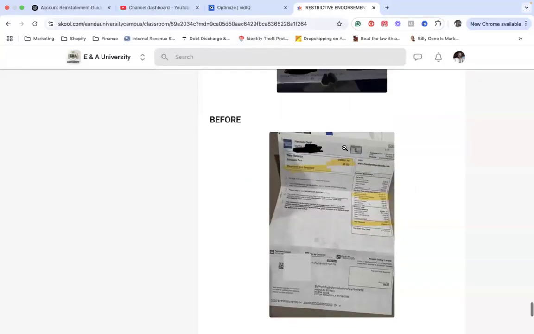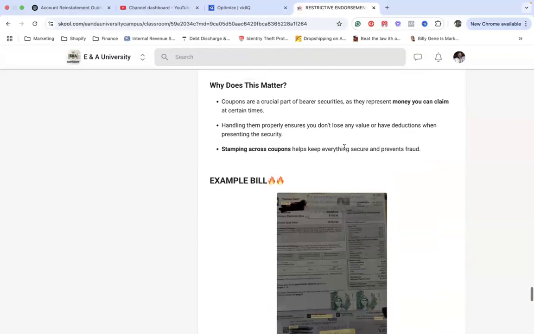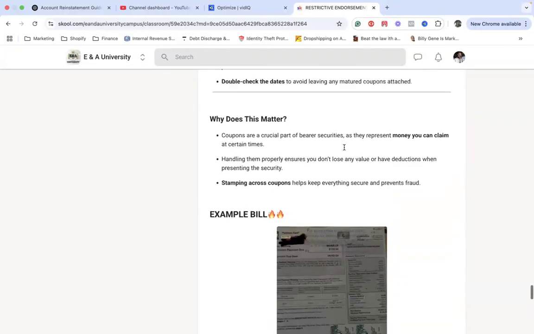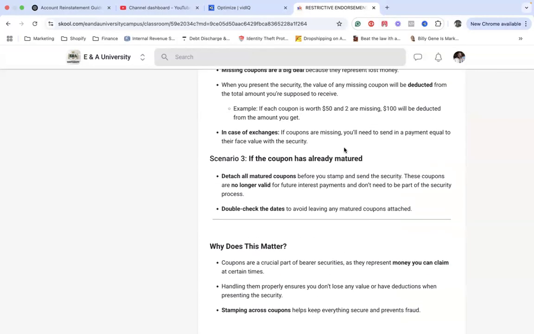Go ahead. Okay, I understand everything you're saying, but when a coupon is matured, you detach it. Can you give me a picture of what they mean by detached? Do they mean cutting off the top part? Yes. You know where the perforated line is? Yes. That's where you detach it. Okay, that's what I was thinking. Yep, that's where you detach it.